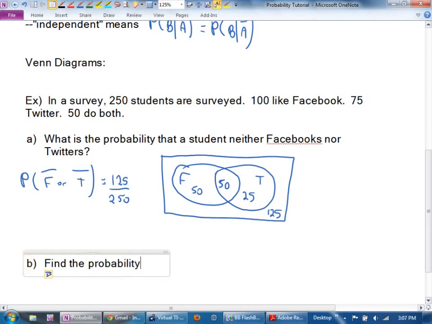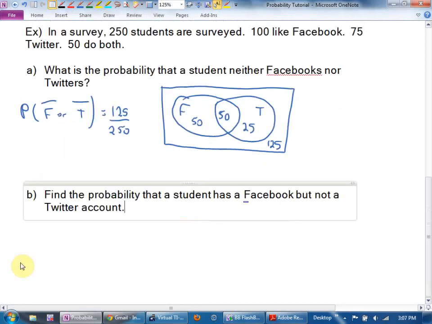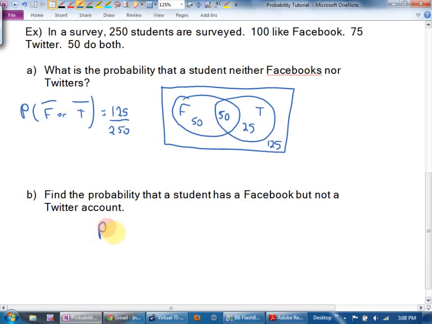Find the probability that a student has a Facebook but not a Twitter account. Which one of these is Facebook but not Twitter? This 50 here. Well, I'm just going to write the answer down. 50 out of 250 to make it a probability. Or what? Point 2?